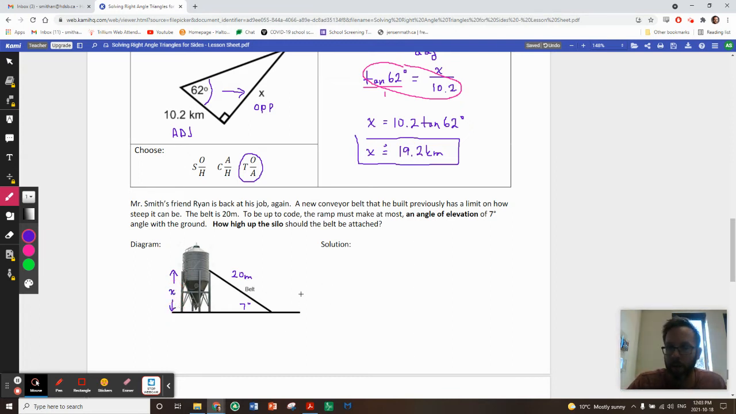So have a little think. Which ratio should you use? Can you guys set up the problem and solve? Hopefully you've given that a go. I'm going to play catch up now.